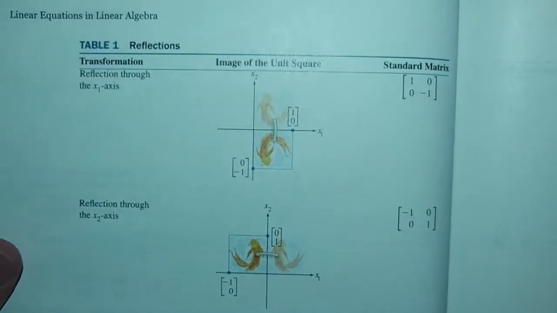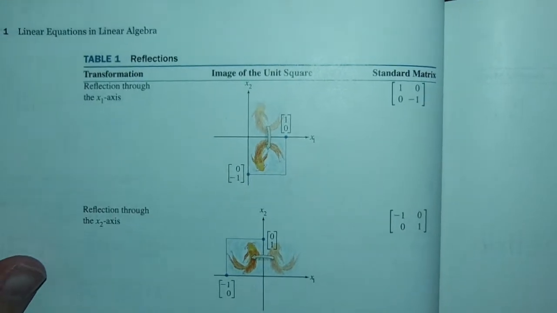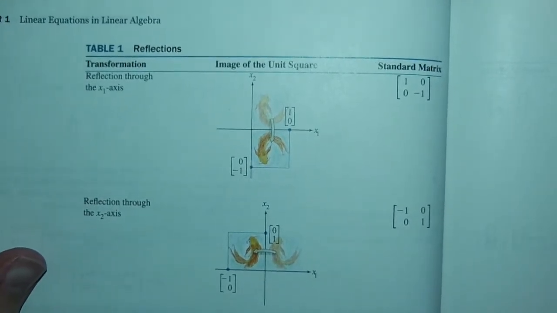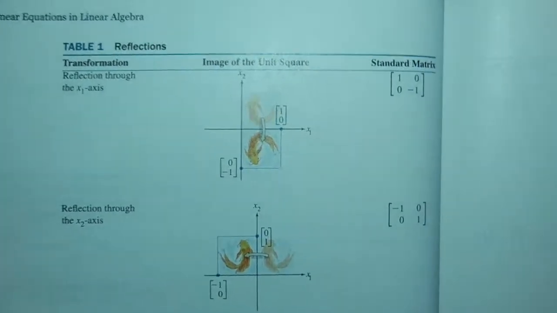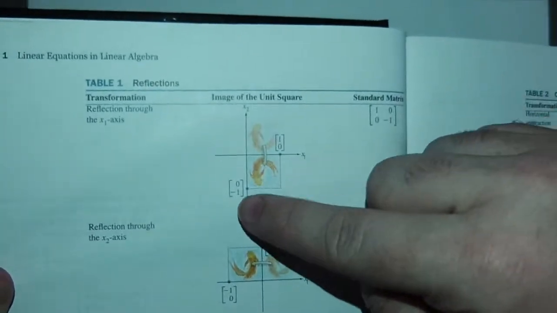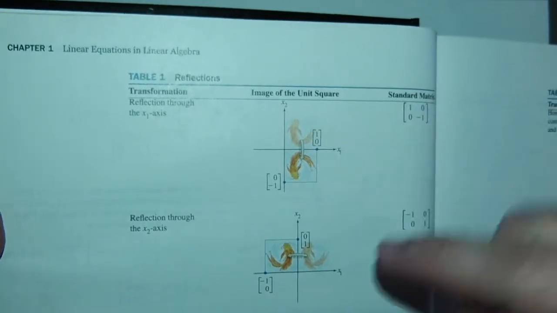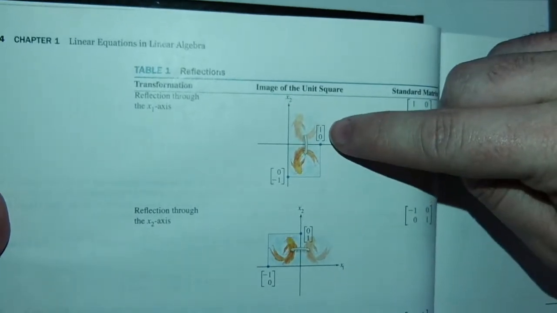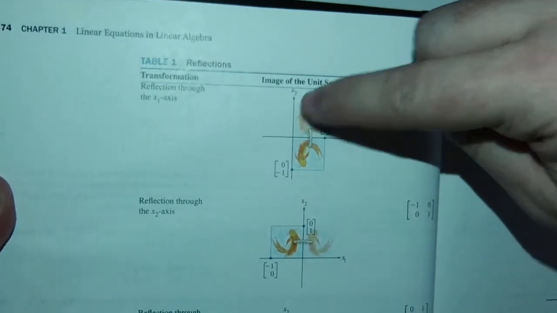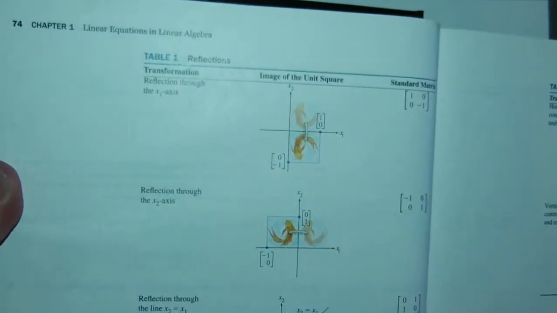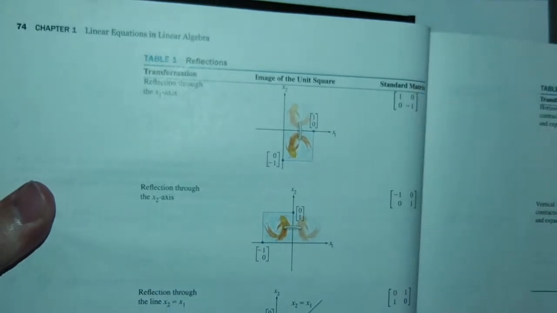I'll have to hold the page down. So reflection through the x sub 1 axis, right? So there's my axes, x sub 1, x sub 2. You see that I have labeled there the vector 1, 0, and 0, minus 1 is labeled here because this takes this image of the fish and flips it across the x sub 1 axis. So the vector 1, 0 is fixed by that reflection, and the vector 0, 1 gets flipped to 0, minus 1. And you can check that the standard matrix for that reflection is 1, 0, 0, minus 1.